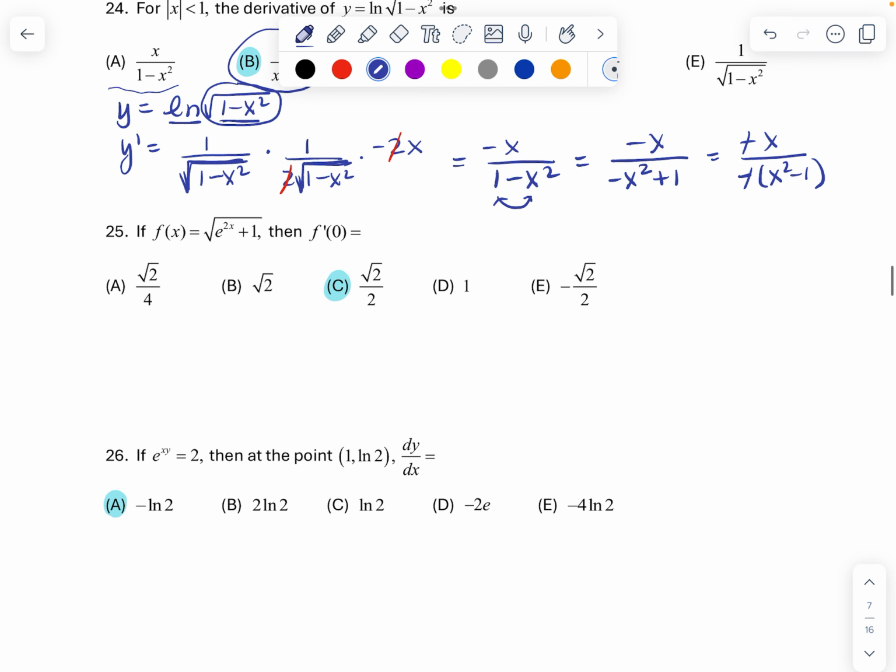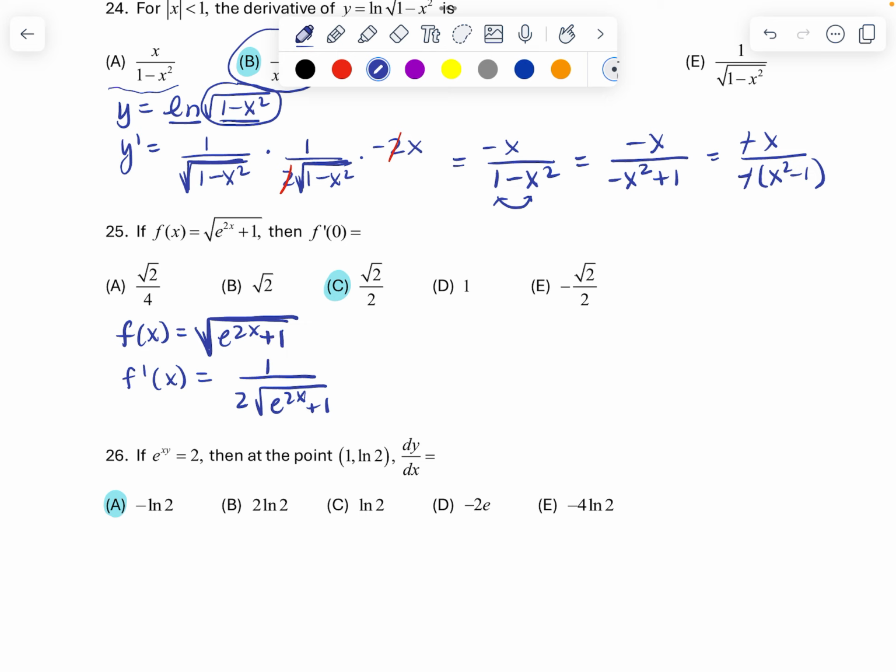All right, number 25. I have f of x equals the square root of e to the 2x plus 1, and I want to find f prime of 0. So let's find f prime of x first. Okay, so what is the derivative of the square root of something? Well, that's 1 over 2 times the square root of that something. Okay, and that plus 1 is there on the bottom.